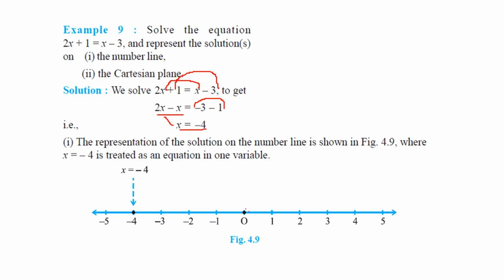This is a number line. This is 0. We have to go on the left hand side because it is minus 4. We have to put this. So x equal to minus 4. Now this is your line.